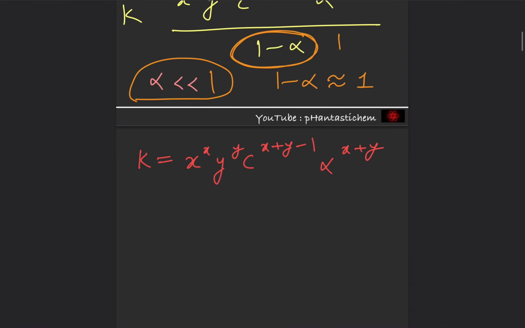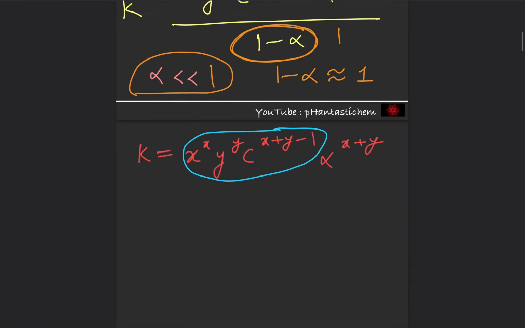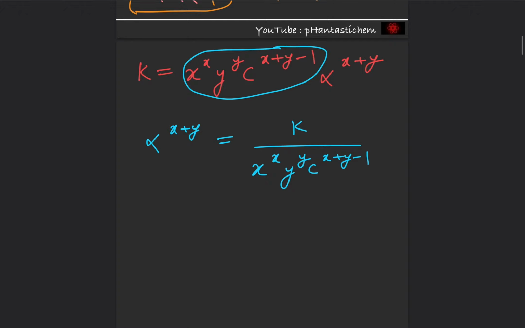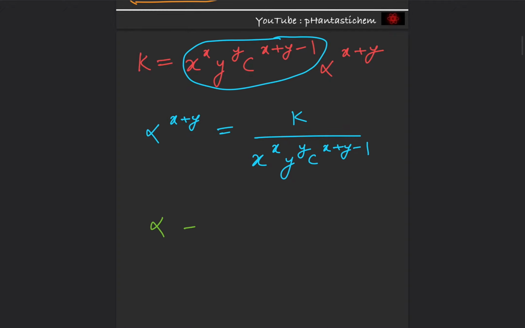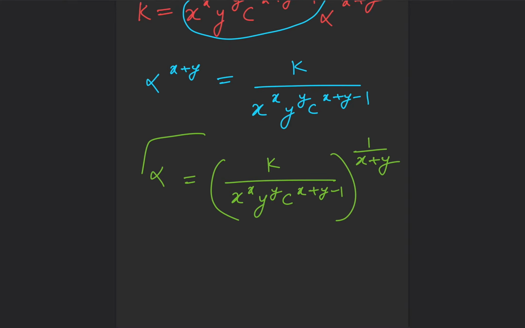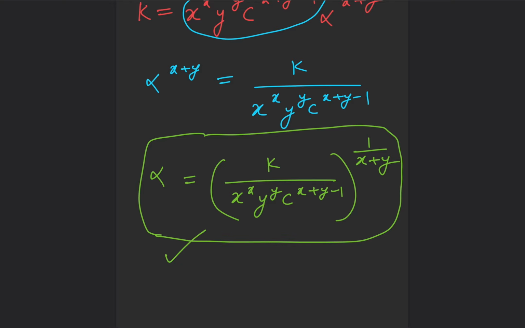And I can bring these terms to the LHS. So therefore alpha to the power x plus y is going to be K divided by x^x y^y C^(x+y-1). Okay. And hence I can write alpha as K divided by x^x y^y C^(x+y-1), the whole raised to the power 1 by (x plus y). Okay. So this is the correct value of our degree of dissociation alpha. Okay. Thank you.